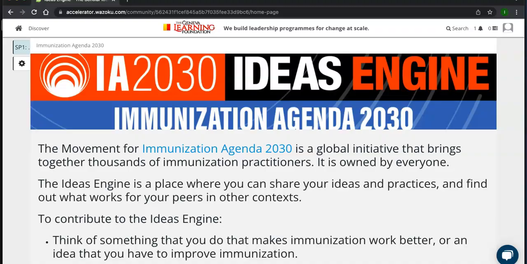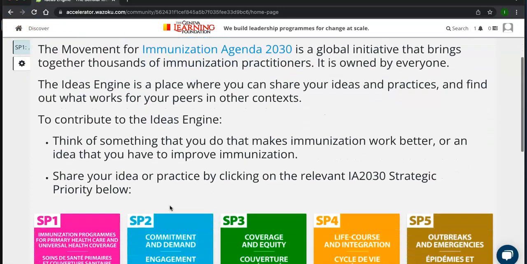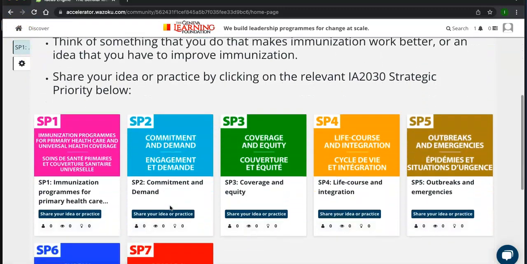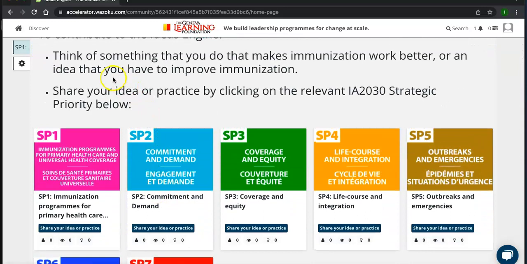So when you log into the Ideas Engine, you'll be faced by this screen. This is the home page, and you reach it through this home icon in the top left hand corner of the screen. So if we scroll down this, we see 2 bullet points here, and this is the essence of what we're asking you to do in this exercise.